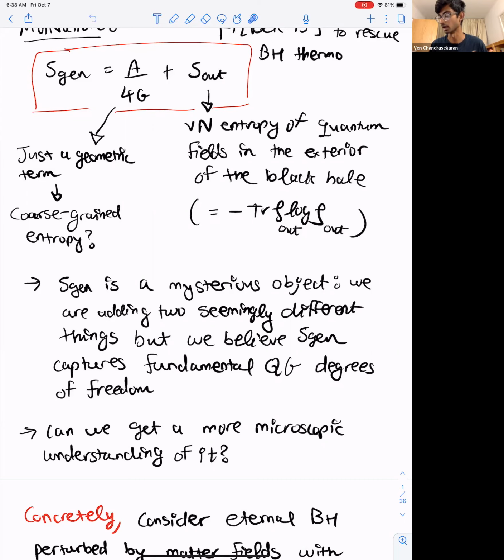So when I say, can we get a more microscopic understanding of it, I don't mean a full microstate counting or anything ambitious like that. I just mean whether there's a more effective field theory picture for where the generalized entropy really comes from. Is there some Hilbert space with some density matrix, and there's some trace rho log rho that we can compute, for which both the area and the von Neumann entropy get spit out all at once instead of having to put these in by hand?